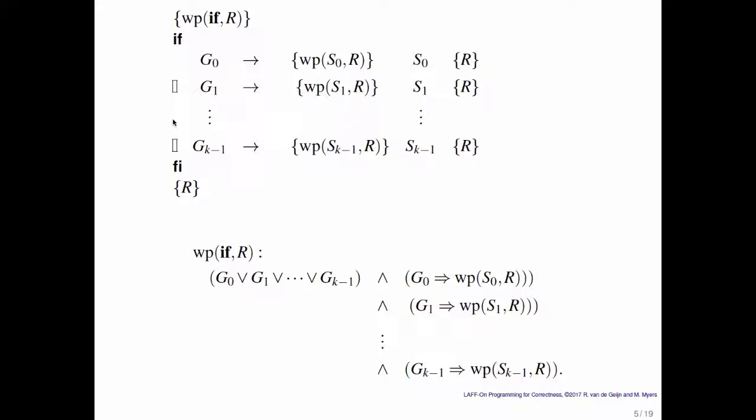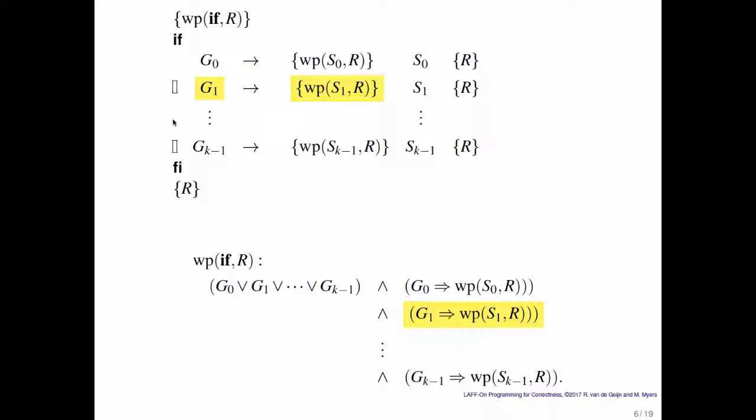Okay. First of all, one of the guards must be true. That's the G0 or G1 or, and so forth, all the way up to GK minus 1. And then if we look at an arbitrary guarded statement, G1 in this particular case, guarding S1, then notice that if G1 is true, then we better be in a situation where the weakest precondition of S1, R is true, because otherwise executing S1 will not leave us in a state where R is true. And what we have just done is justify how the weakest precondition for an if command is defined.